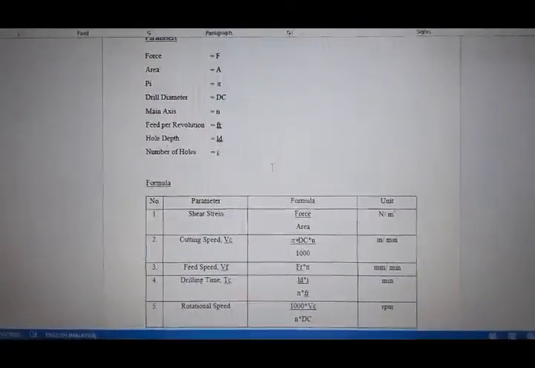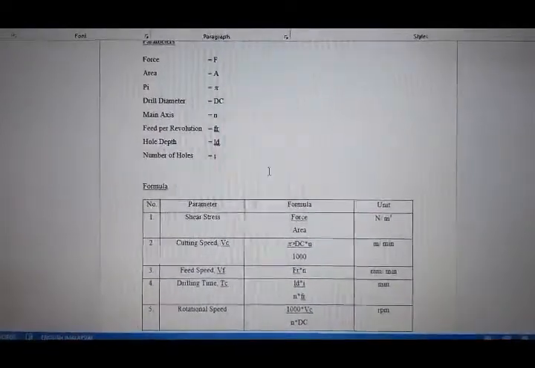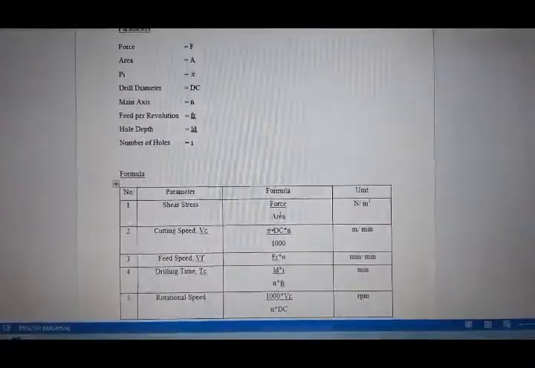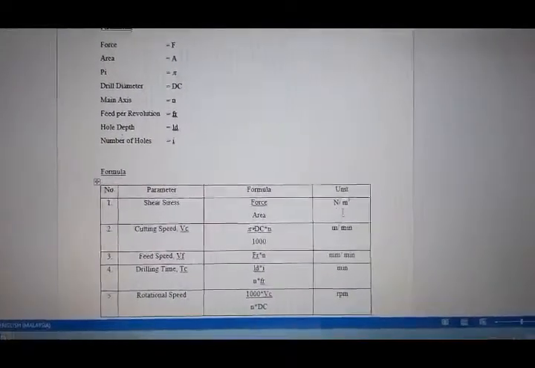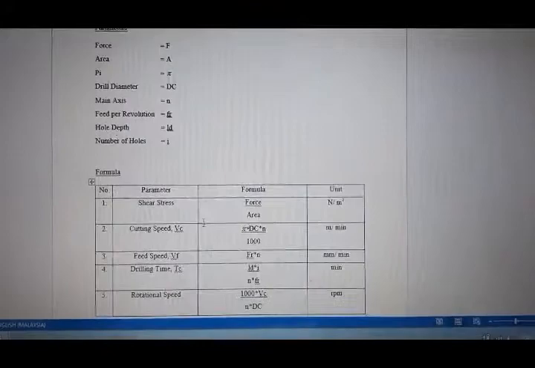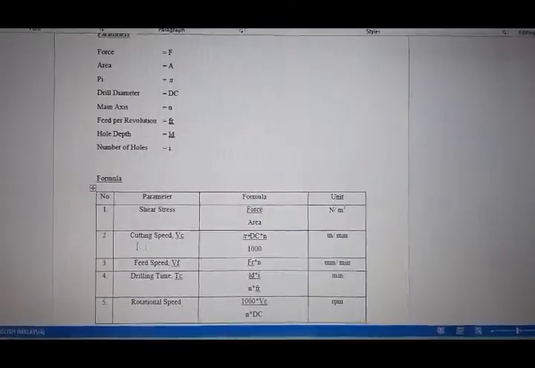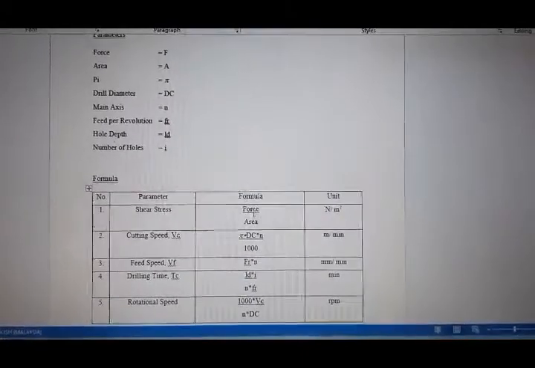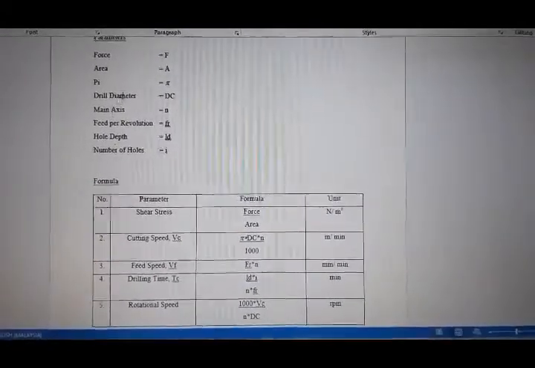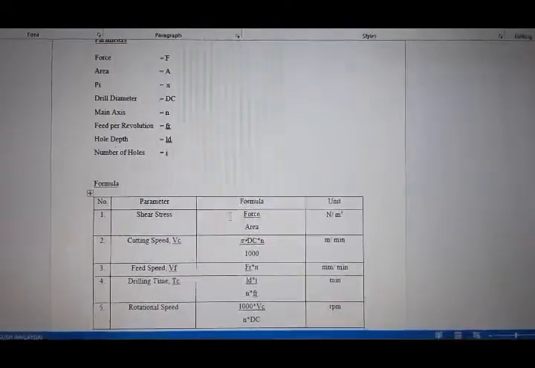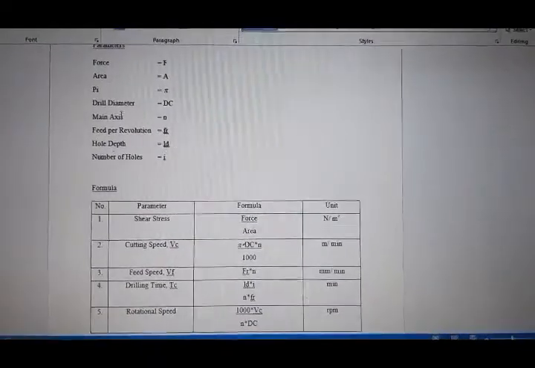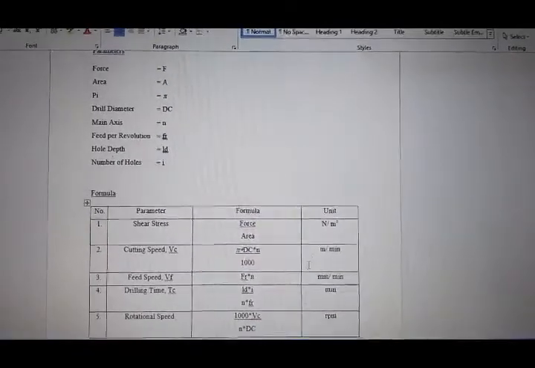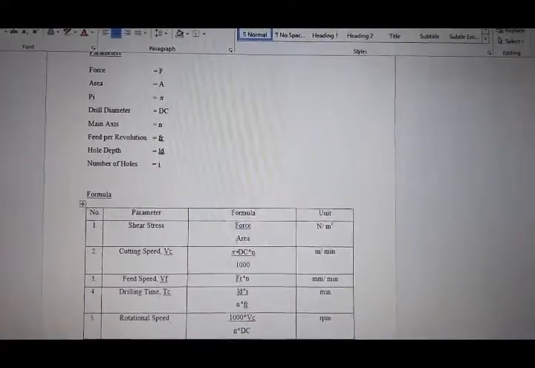From our analysis, there are 5 main calculations. The first is shear stress. The formula for shear stress is force over area, and the unit is Newton per meter square. Second is cutting speed, which is pi times the drill diameter DC times main axis divided by 1000. The unit is meter per minute.